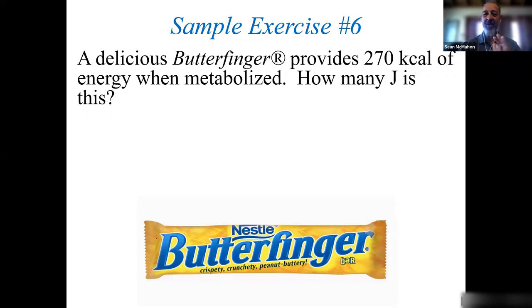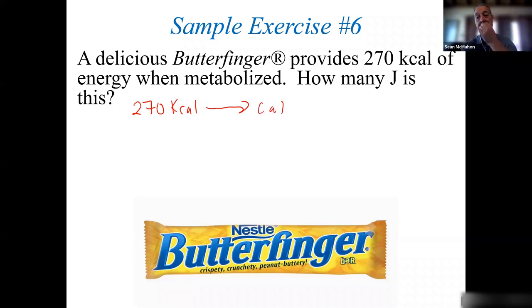All right, so let's try another calculation with just the units of energy. If I had a Butterfinger and it's 270 kilocalories and I want to metabolize this, how many joules would this give me? Okay, so I start with 270 kilocalories. Now I can convert kilocalories into calories.